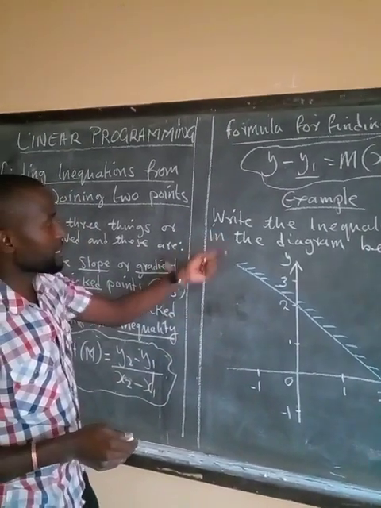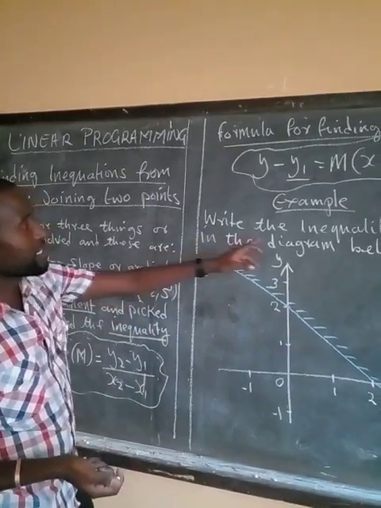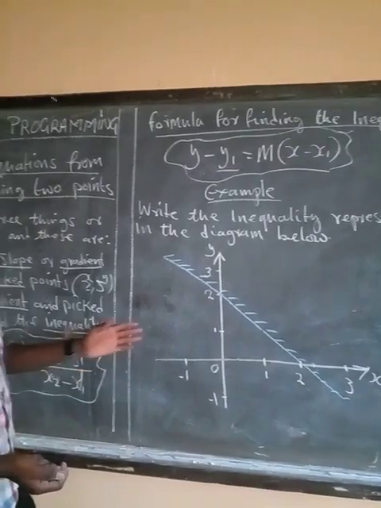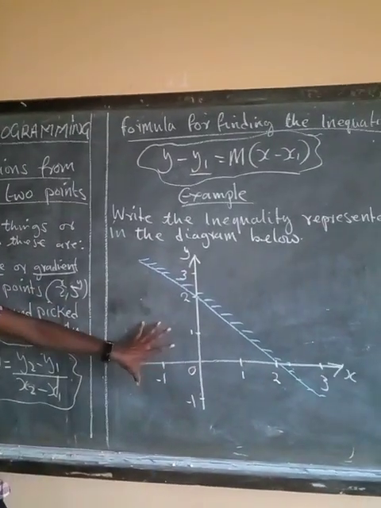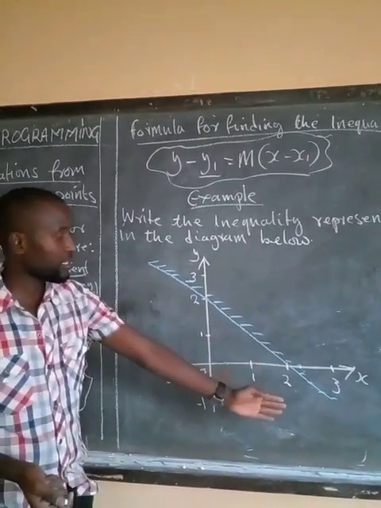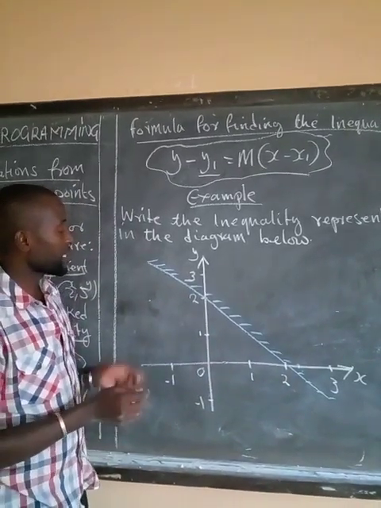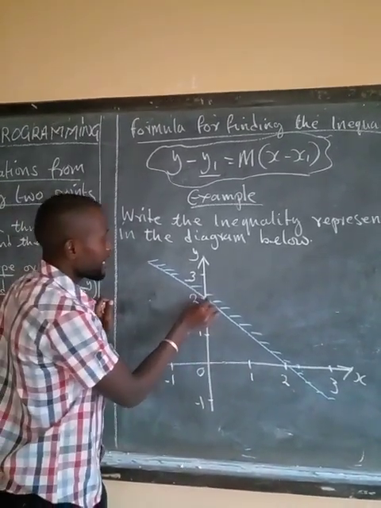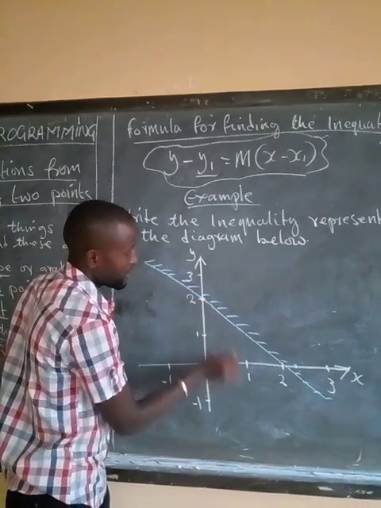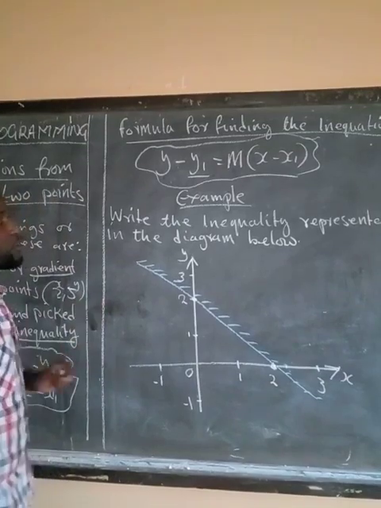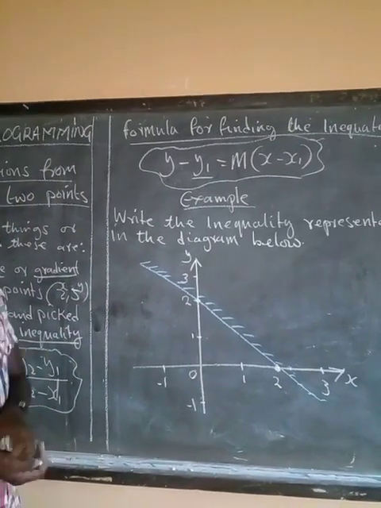So let's see the first example. The example says write the inequality represented in the diagram below. This is a diagram which is being given, and they are asking us to write the inequality of this line which is drawn here. As we can clearly see, this line is cutting on 2 points, this point and that point there. So it is a matter of you knowing how to pick the coordinates.